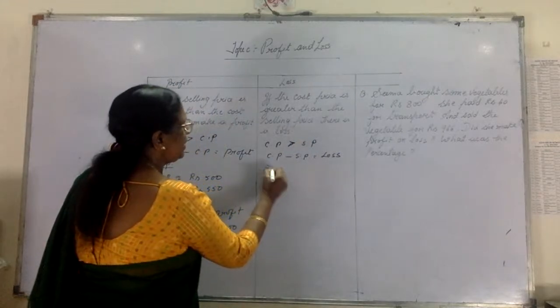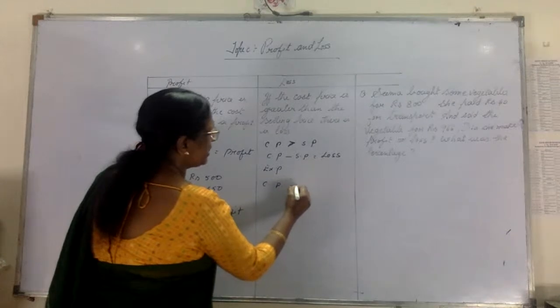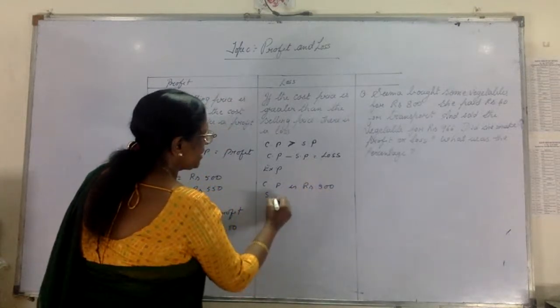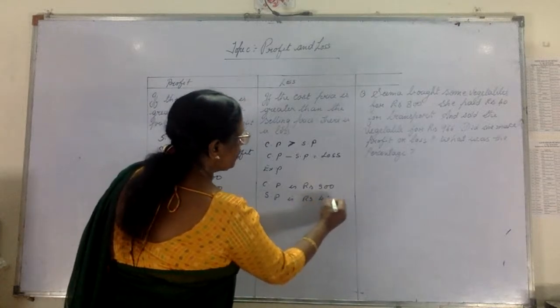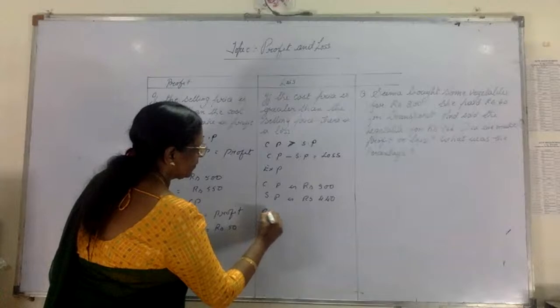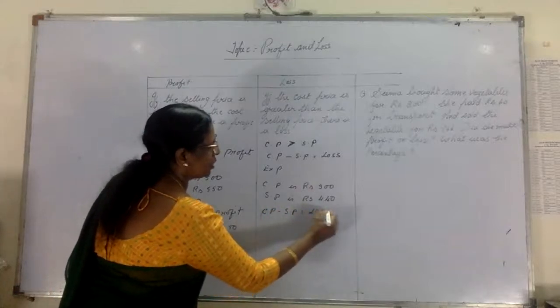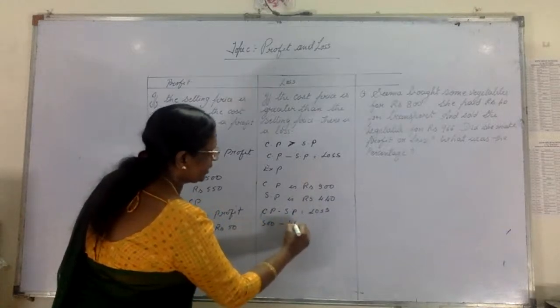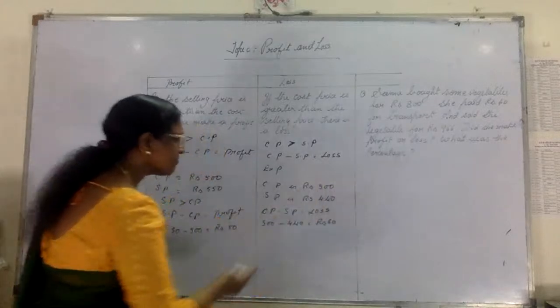For example, if the cost price of an article is rupees 500 and the selling price is rupees 440, here cost price minus selling price is equal to loss. That is, 500 rupees minus 440 rupees, there was a loss of 60 rupees.